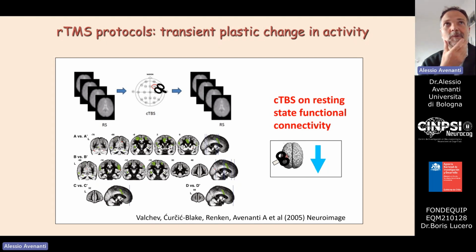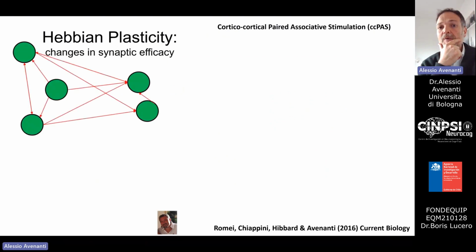one element, one ingredient, I would say, of a new protocol I will briefly introduce to you, which is the cortico-cortical paired associative stimulation. We have recently published a paper together with Boris, and hopefully we will work with several other researchers. This protocol is interesting because it's a way of testing Hebbian plasticity.